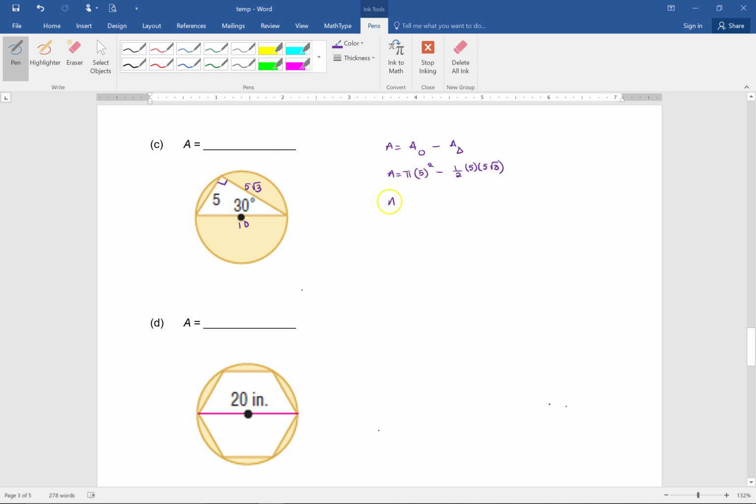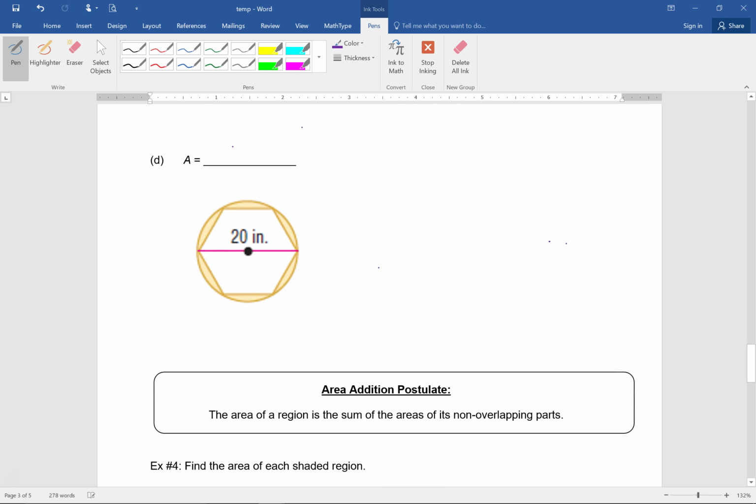So what is it in exact form? In exact form, it's 25 pi minus 25 root 3 over 2. This is it in exact form. It's okay that it's not one term. It's okay that you've got an addition or a subtraction. That's the answer in exact form, okay? And when you plug it into your calculator, what do you get? 56.9.